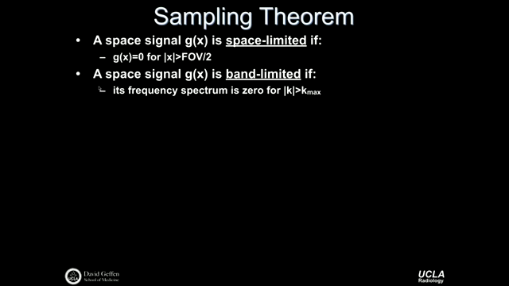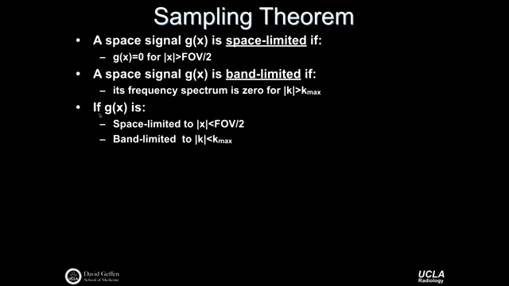Another consideration is that a space signal, again, g of x, is band limited if the frequency spectrum is 0 for some k greater than some k max. And that just means that outside of some frequency range that we care about, the information is either 0 or in some sense no longer important to us, meaning we can acquire and get up to the spatial frequencies that we want. And outside of that, they don't contribute to the experiment that we want to perform, or in fact, maybe they are 0 physically.